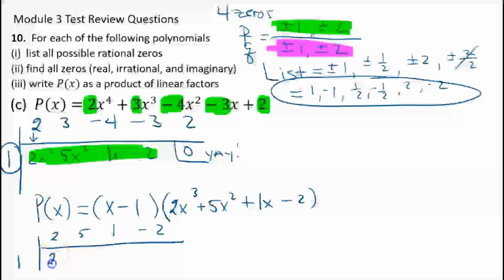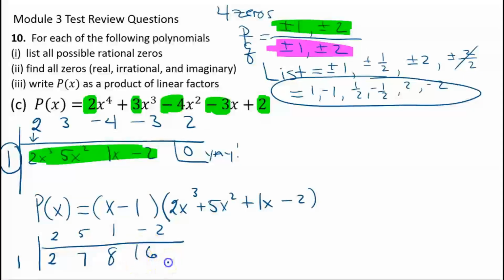Okay? So the 2 comes down. Then I have 1 times 2 is 2 plus 5 is 7. 1 times 7 is 7 plus 1 is 8. And 1 times 8 is 8 plus negative 2 is 6. Now, what do I know? That 1 is not a 0 a second time. Okay? So I keep going. Now, what I really do is I'd keep going down if I had more room, but I don't.